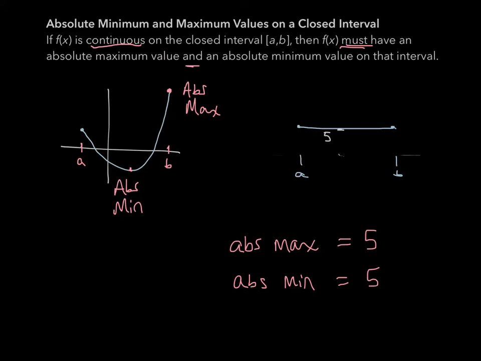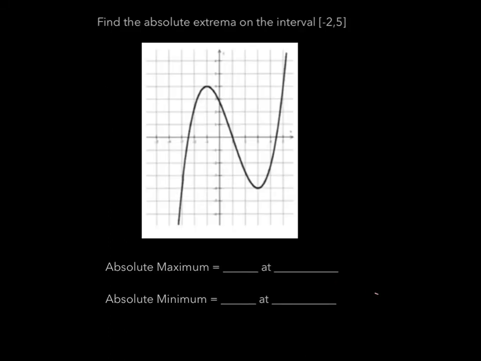It looks like a very simple example, but you have to understand that it must have an absolute max and an absolute min. It just happens that in this example, they are both the same value. Okay, so we're going to look at a couple examples. This one says, find the absolute extrema on the interval -2 to 5.